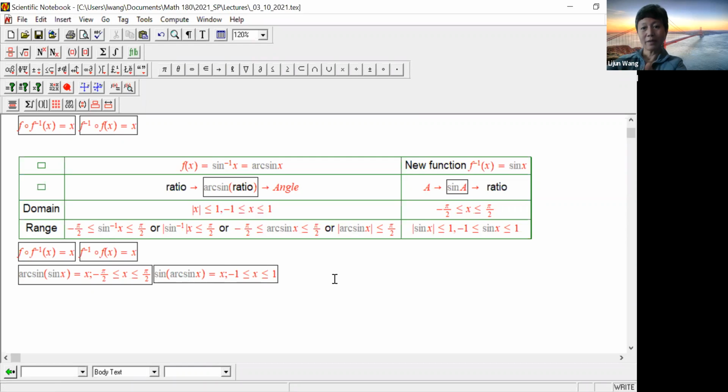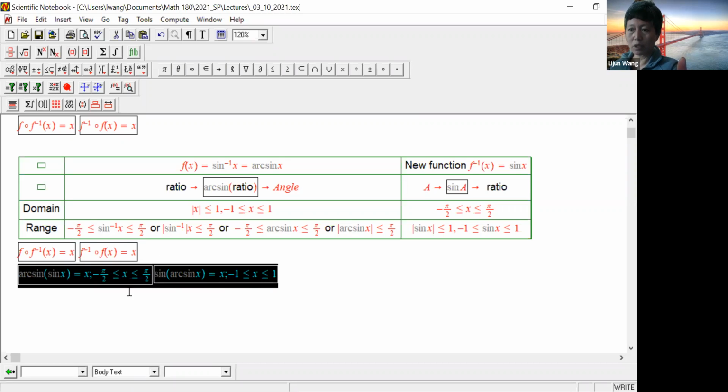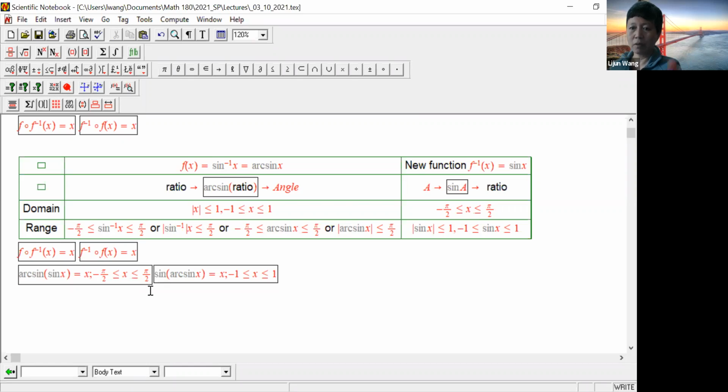So when we apply this property, which also applies to e to the power x and ln x, or any pair of function and its inverse, applied to our situation, it becomes this. This is the first property on trig in your notes.